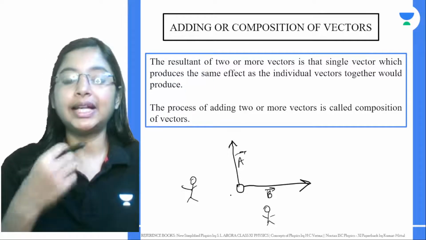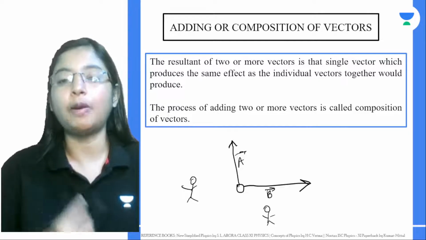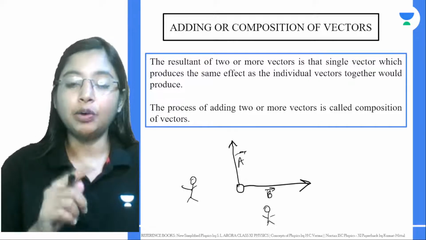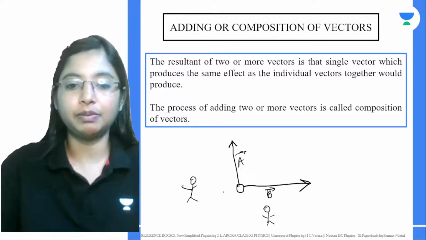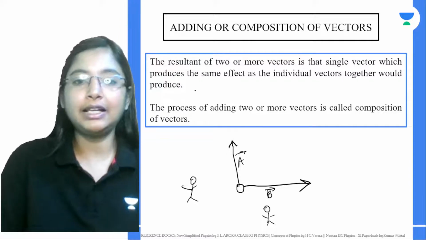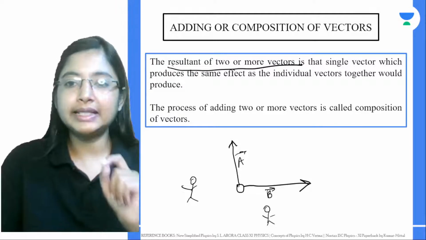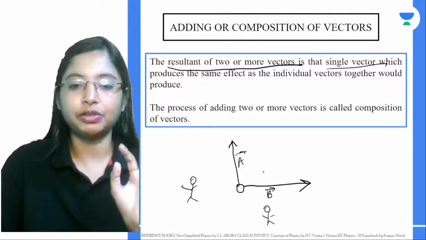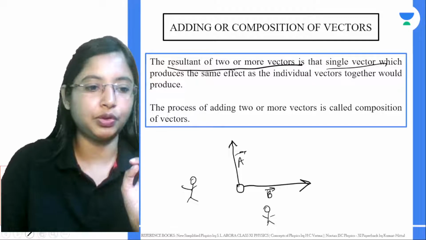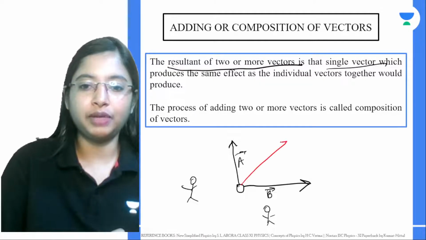You can understand this by learning about composition of vectors. The final resultant way in which this marble will move is what we call the resultant of two or more vectors. That will be a single vector which produces the result of how this would move. Let's say this one will move in this direction.